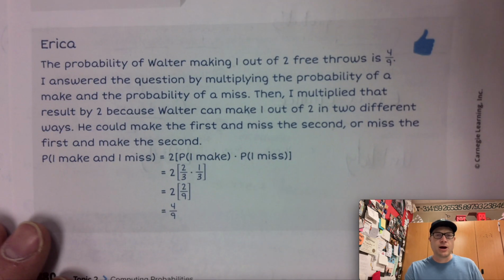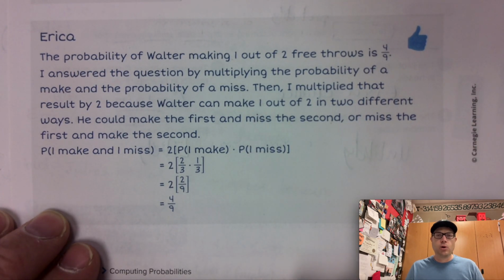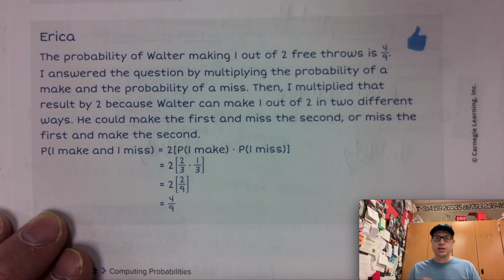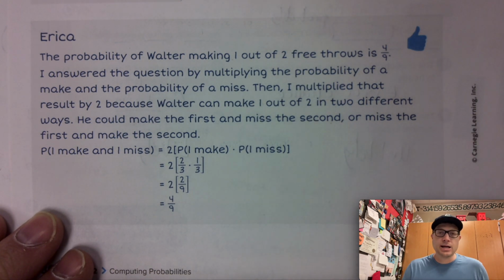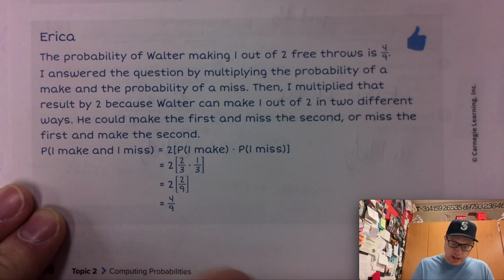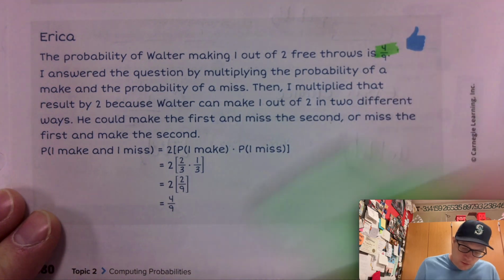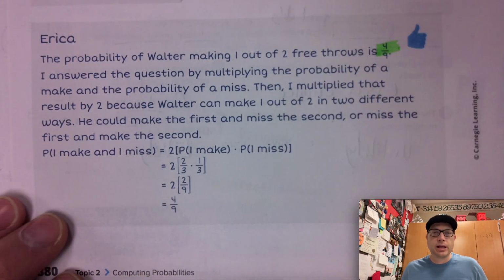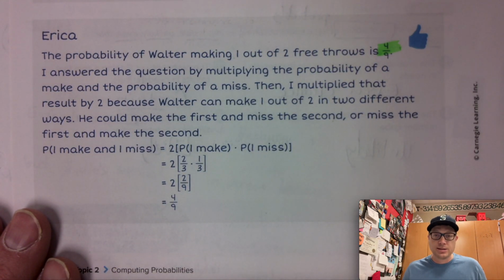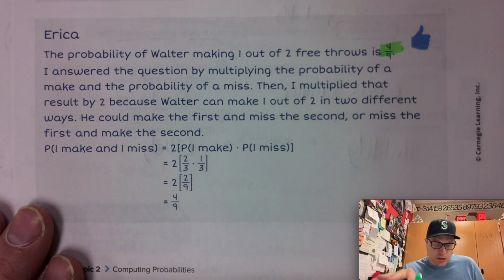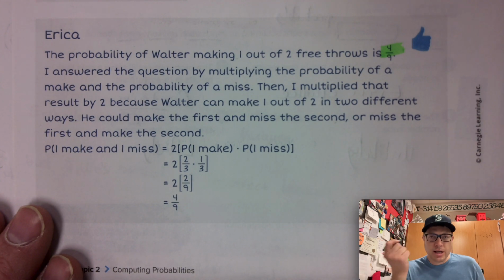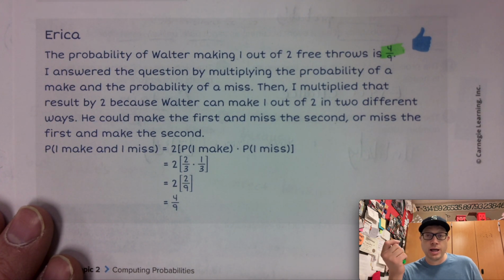Let's read Erica's now. Erica says the probability of Walter making 1 out of 2 free throws is 4/9. I answered the question by multiplying the probability of a make, oh, I should actually highlight that. So I got a third highlight color. 4/9, by multiplying the probability of a make and the probability of a miss. Wait, Julie did that too. But then I multiplied the result by 2 because Walter can make 1 out of 2 in 2 different ways.